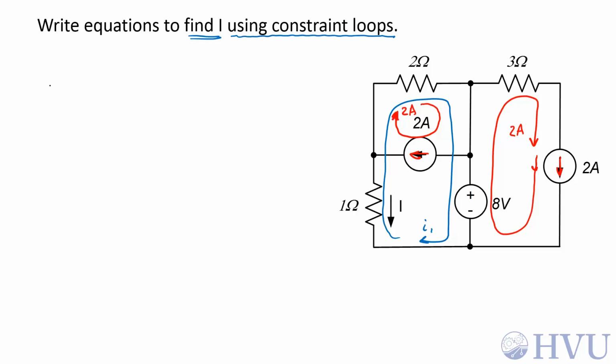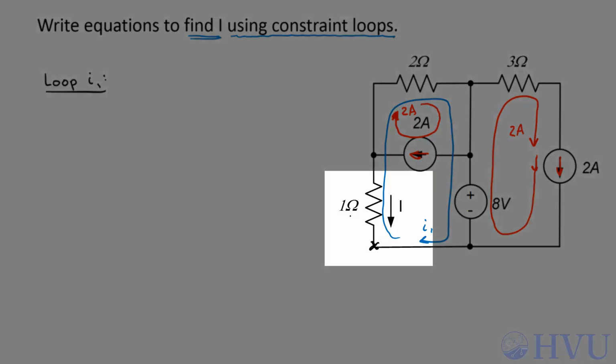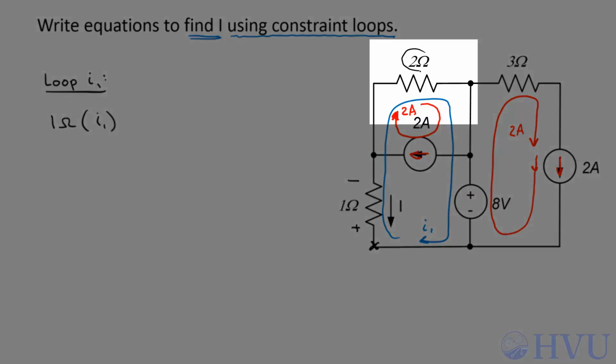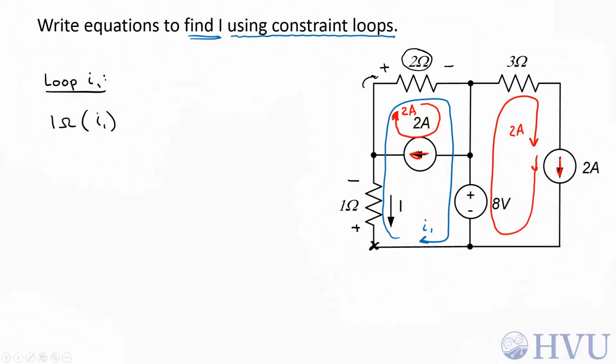So let's do KVL around a loop that follows I1. If I start down here, I see the 1 ohm resistor first. Its voltage is its resistance, 1 ohm, times the sum of the mesh currents going through that element. The only current going through that element is I1. I'll set up my sign convention such that I1 enters the positive voltage terminal, so that will become just I1. Next, we encounter this 2 ohm resistor. Again, I'll set my sign convention such that I1 enters the positive terminal. The voltage difference is then 2 ohms times the sum of the currents going through that.